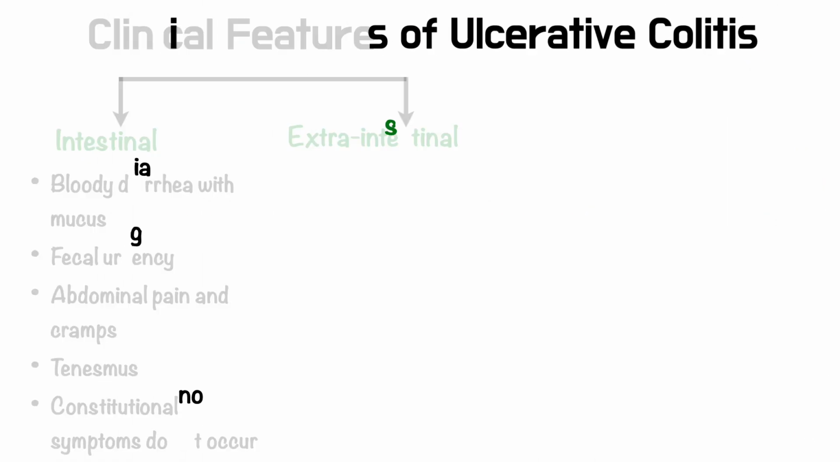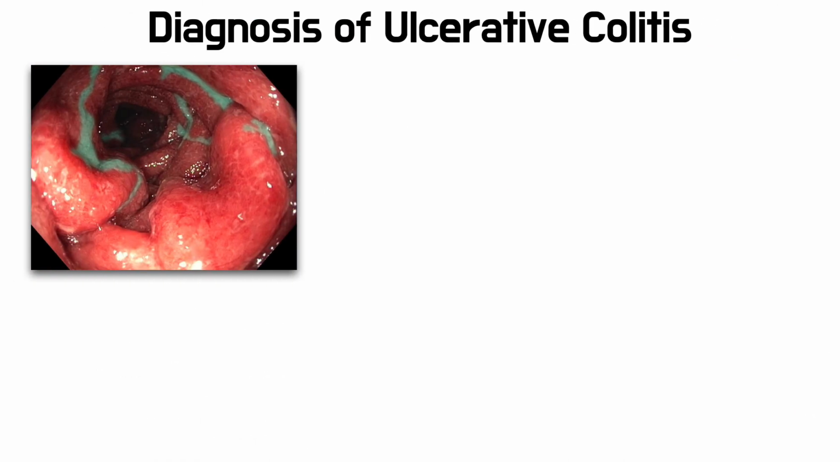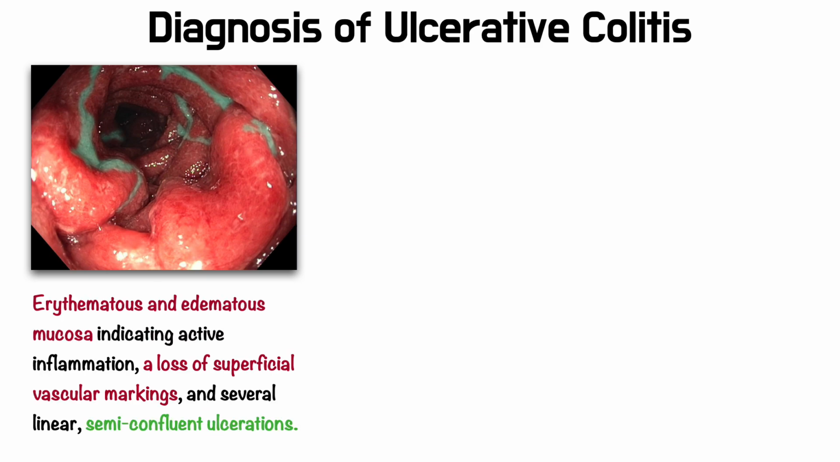So talking about the diagnosis of the disease, you can see this figure. This is an endoscopic figure, and you can see the ulcerations there, semi-confluent ulcerations, right? So erythematous and edematous mucosa indicating active inflammation, a loss of superficial vascular markings obviously, and several linear semi-confluent ulcerations. You can see the green overlay of those ulcers right there.